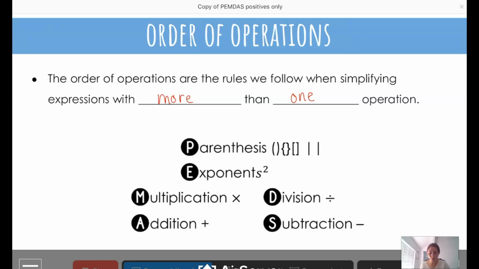So the order that we go in is parentheses, exponents, multiplication and division, which get done left to right, and addition and subtraction, which also get done left to right or as they appear. The reason why multiplication and division and addition and subtraction get done from left to right is because they're inverse operations or opposite operations of each other. So we always do them as they appear in the problem from left to right. Another important thing to note is parentheses includes all grouping symbols.